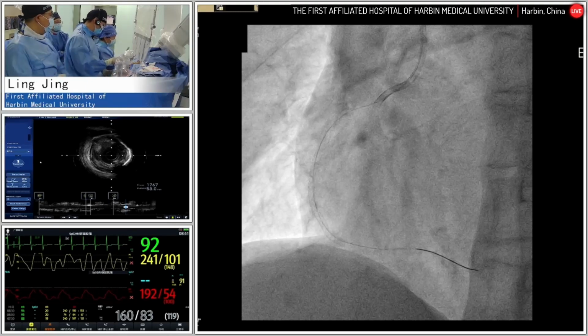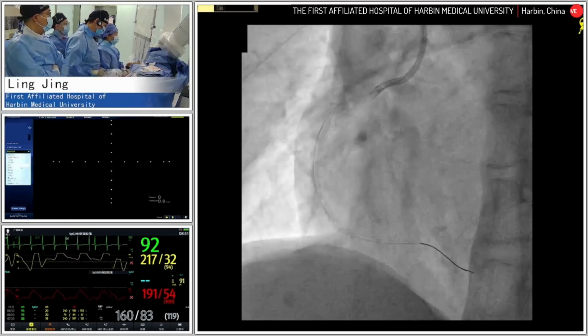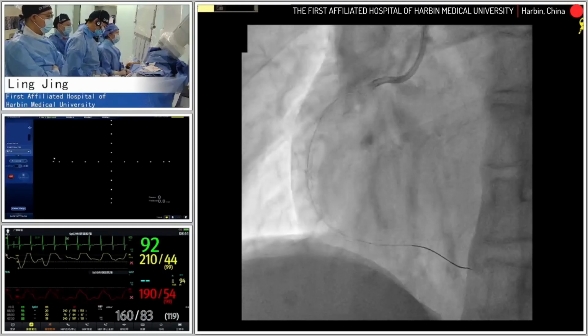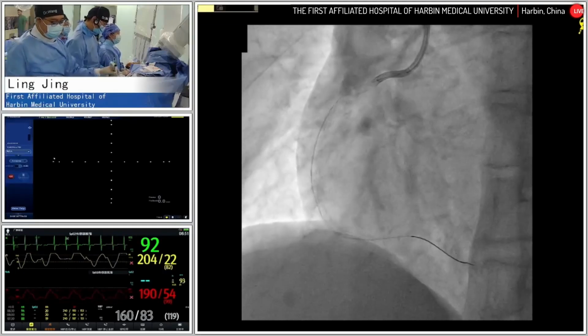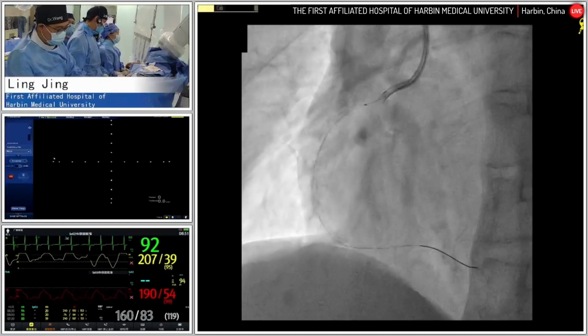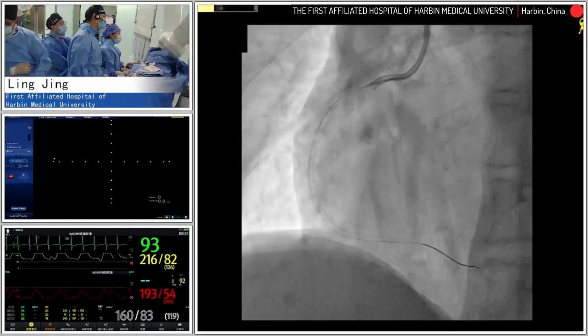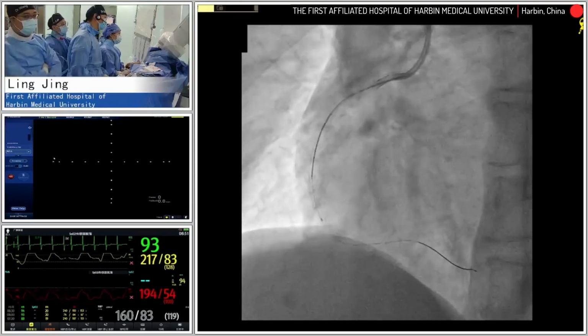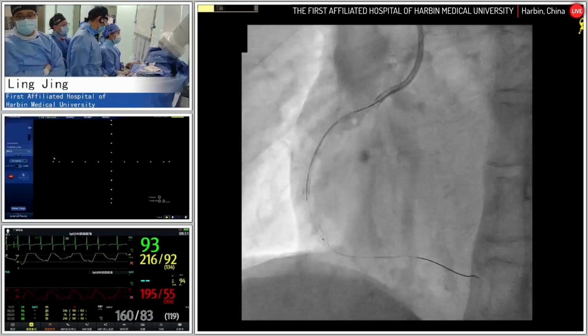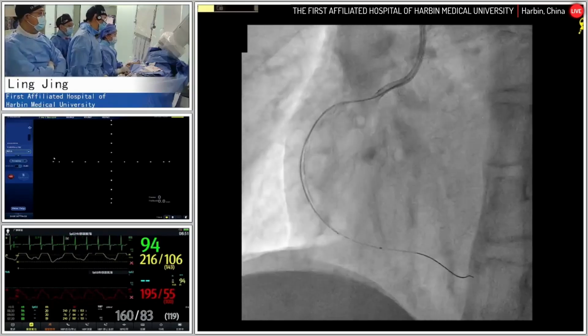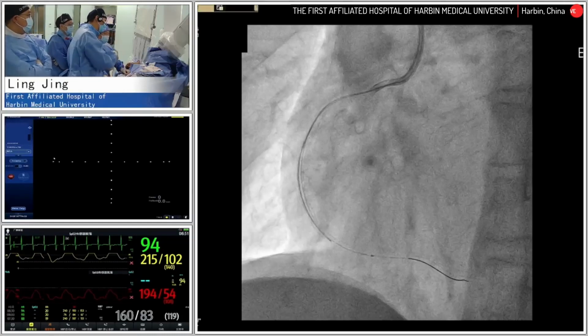Just now in this case in RCA, the 1.0 balloon doesn't pass through the RCA, so we can use the seesaw technique. Yes. But we change another.